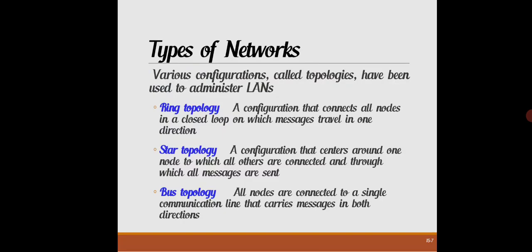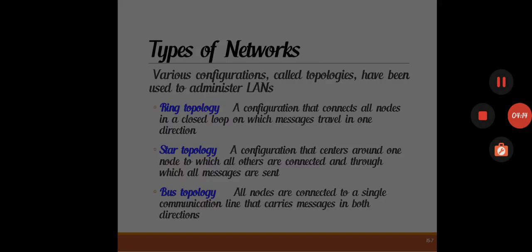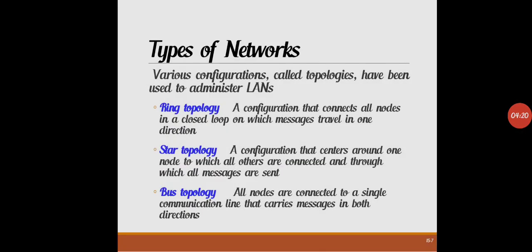Star topology, a configuration that centers around one node to which all others are connected and through which all messages are sent. Bus topology, all nodes are connected to a single communication line that carries messages in both directions.